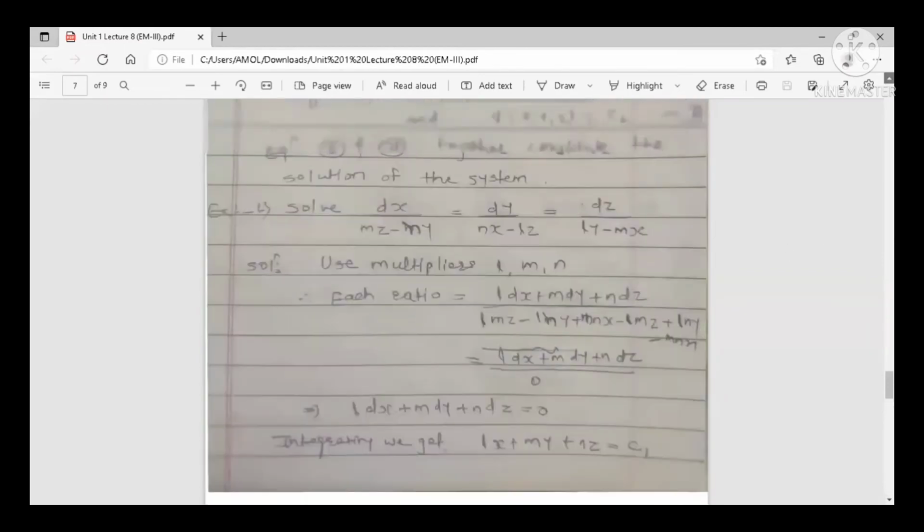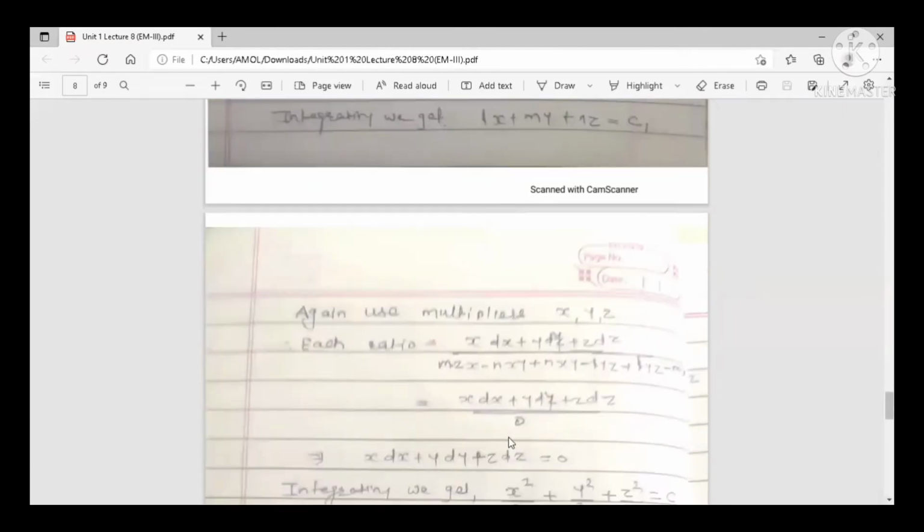Okay. Now again find the second set of solution. Suppose the second set of multipliers is x, y, z. That means you multiply the numerator terms by x, y, z respectively: x dx plus y dy plus z dz. And in the denominator also, the first term you multiply by x, the second term by y, and the third term by z. So the terms will be like this.